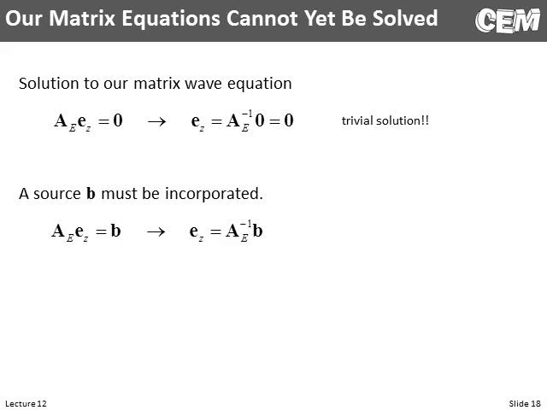And why is this? Because we haven't told it what kind of source there is. If we don't tell it that there's a wave hitting the device, this is the math way of telling us, well, then there is going to be no electric field. You did not hit your device with a wave. So we need a source B, and it comes in on the right-hand side. And now if we solve it for E_z, we have something that's solvable.